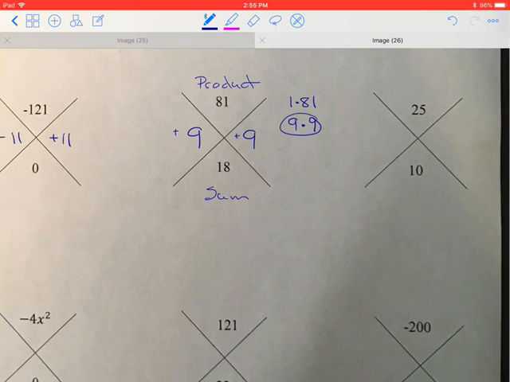Same thing here with the 25. When you're looking at 25, if you're thinking about numbers that multiply to make 25 and add to make 10, you might cue right in on the 5 and the 5.